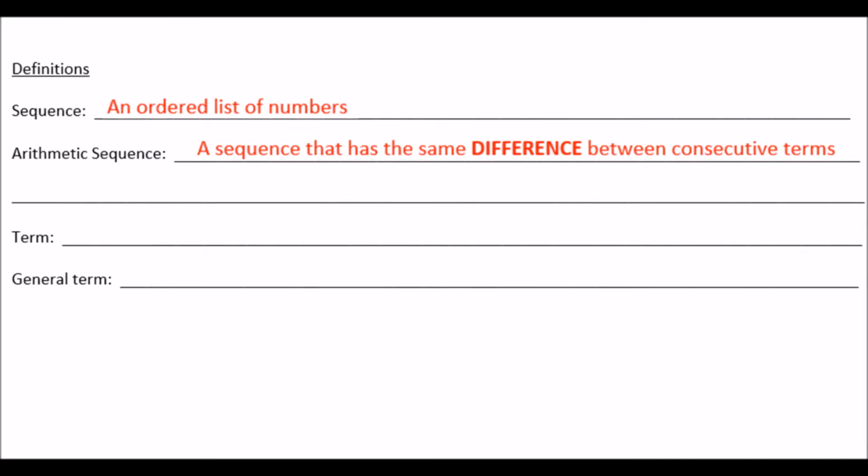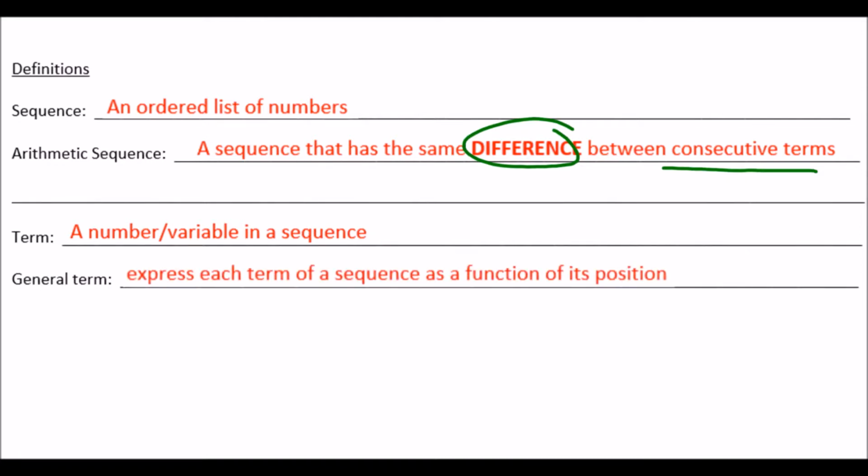Keyword here, circle it: difference between consecutive terms. So you take any two consecutive terms in a sequence and you subtract them, you will always get the same difference. All right, what's a term? A term here is a number or variable in a sequence. We'll see variables later on in the more thinking type questions of this unit, but right now focus on numbers. The general term is this: express each term of the sequence as a function of its position. So the general term is basically like a function. You plug in a value, you get a value out. That's that.